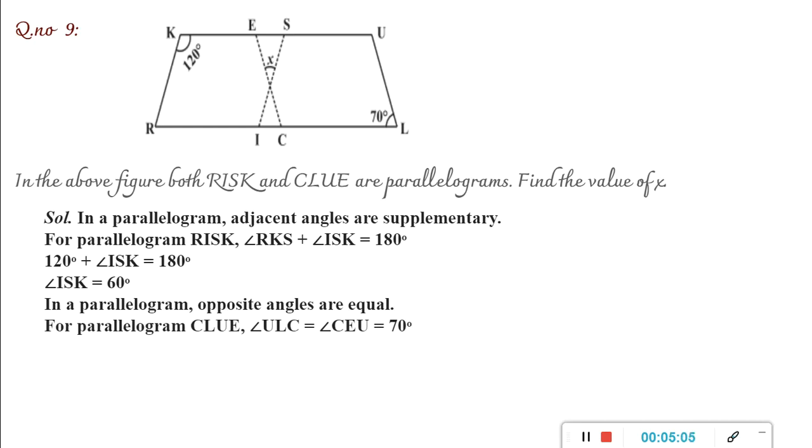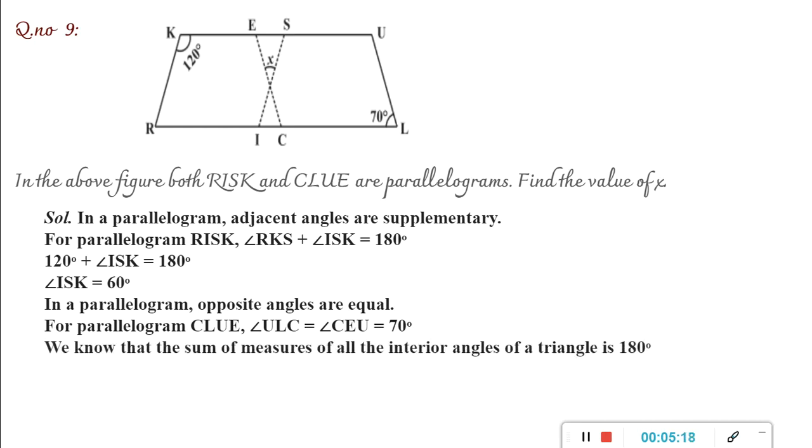So now in the smaller triangle, we got angle E and angle S. Now we can find the value of x by the angle sum property. So x plus 60 degree plus 70 degree is equal to 180 degree. So x plus 130 degree is equal to 180 degree. So x is equal to 180 degree minus 130 degree, which is 50 degree. So that is the value of x.